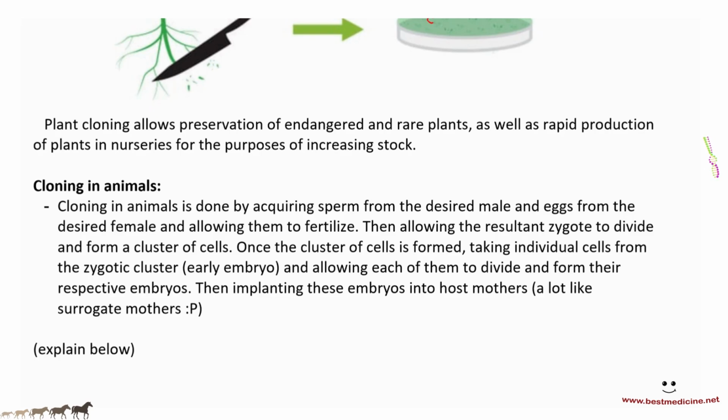It's very simple. Here's what we do. Cloning in animals is done by acquiring sperm from the desired male and eggs from the desired female. And then we allow them to fertilize. What we get is a zygote, and we allow the zygote to divide a couple of times, okay? And we get a cluster of cells. So once we have a cluster of cells, we take the individual cells, the zygotic cluster, and then we're going to go ahead and plant them in different embryos, okay?